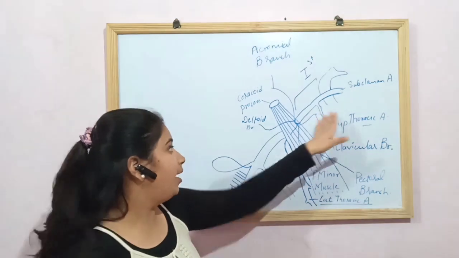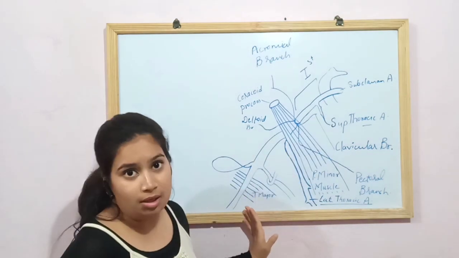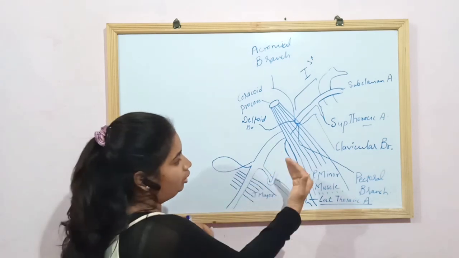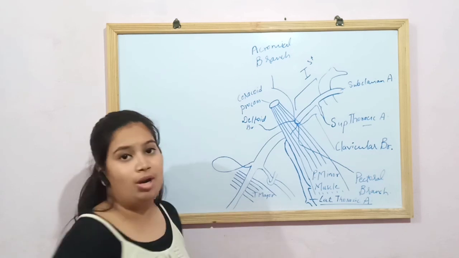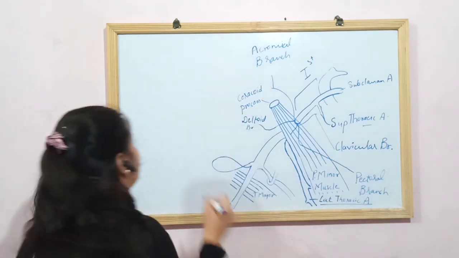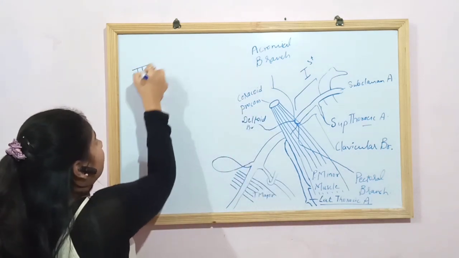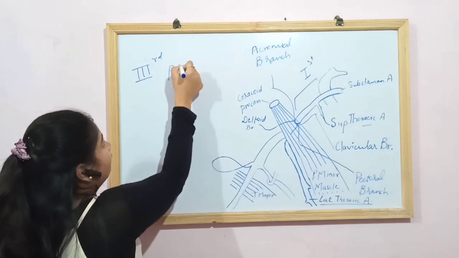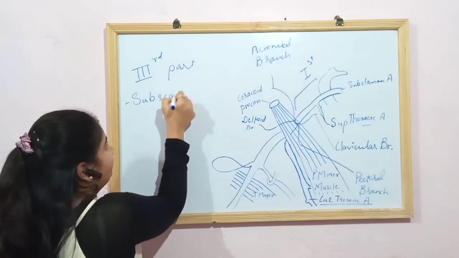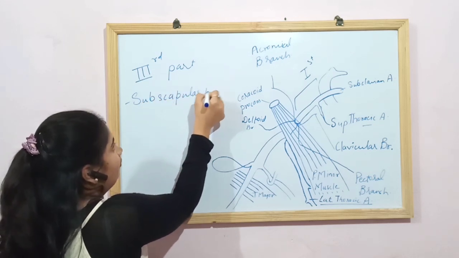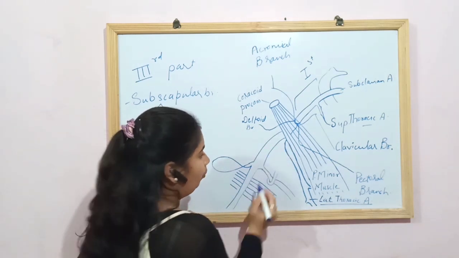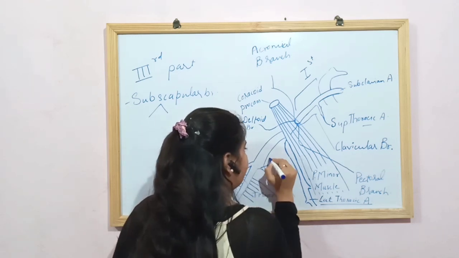So after the first part and the second part, the artery continues as a third part up to the teres major muscle. So when it continues below the pectoralis minor muscle, it is called the inferior to pectoralis minor muscle and the third part. The third part gives three branches. First is the subscapular branch. It again has two parts. This is the third part continuing and this is the subscapular branch.